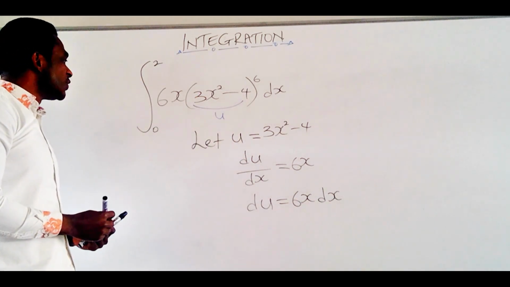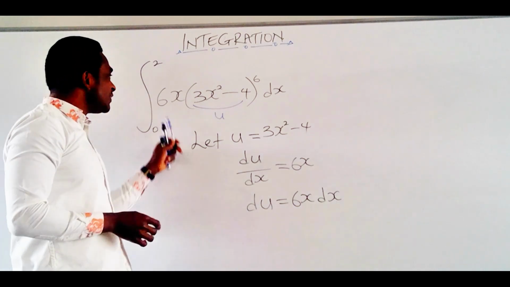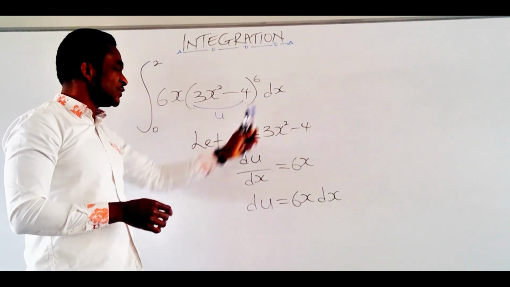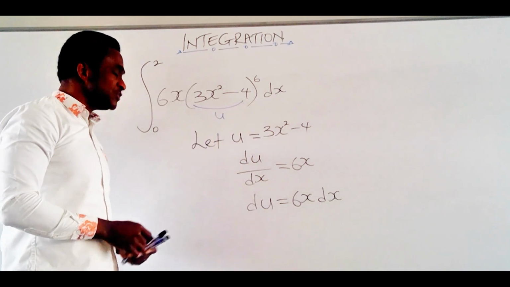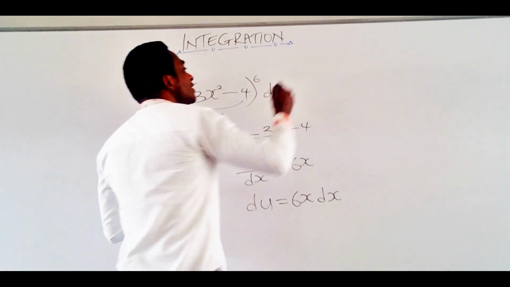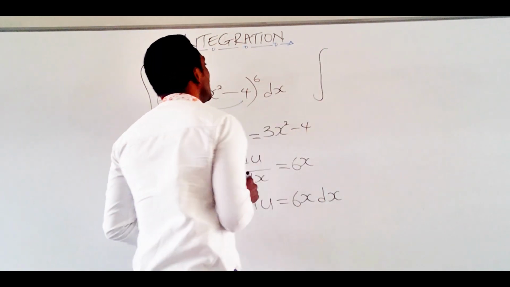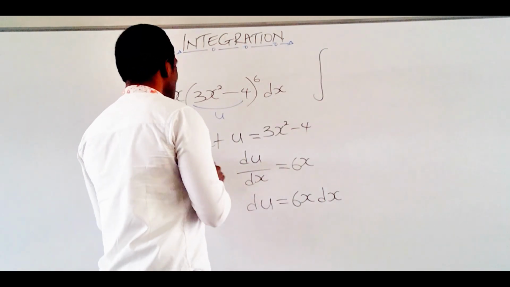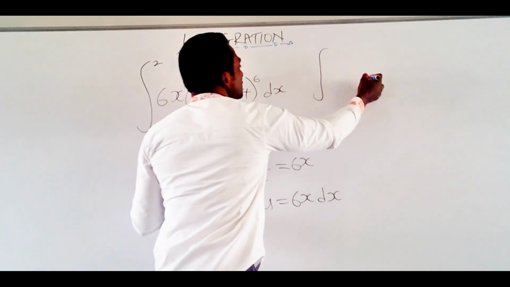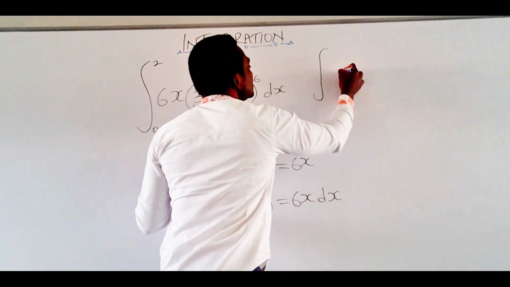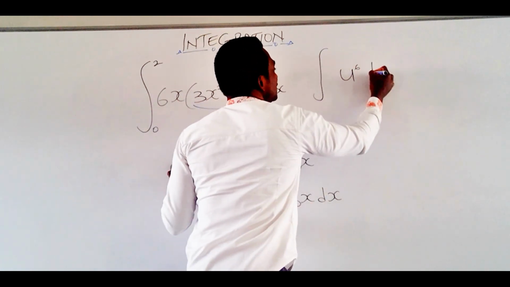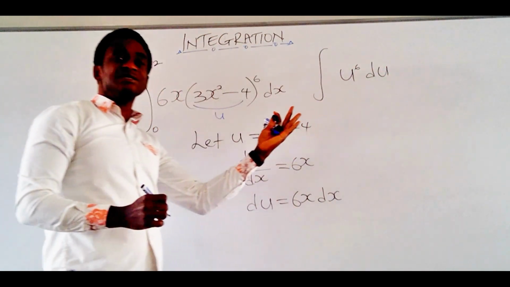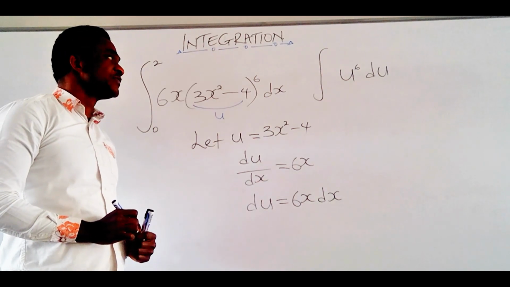Now what this means is we can replace 6x dx with dU, and we can replace 3x squared minus 4 with U. And then this gives us another different thing to integrate. 6x dx is now dU, and all the content of the bracket is U to the power of 6, and then we have dU. So we can now integrate this with respect to U.